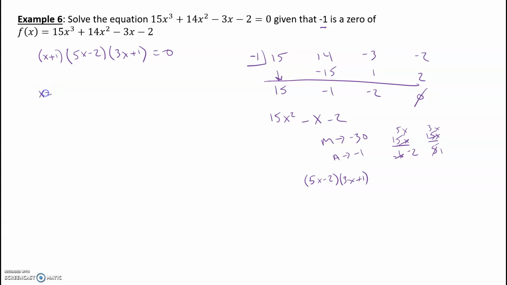We know x equals negative 1. So 5x minus 2 can equal 0. X equals positive 2/5. All right, add 2, divide by 5. Subtract 1, divide by 3, x equals negative 1/3. And those will be my 3 solutions.